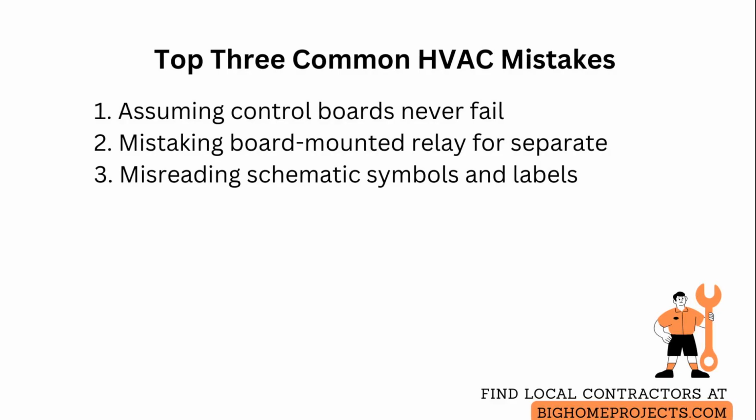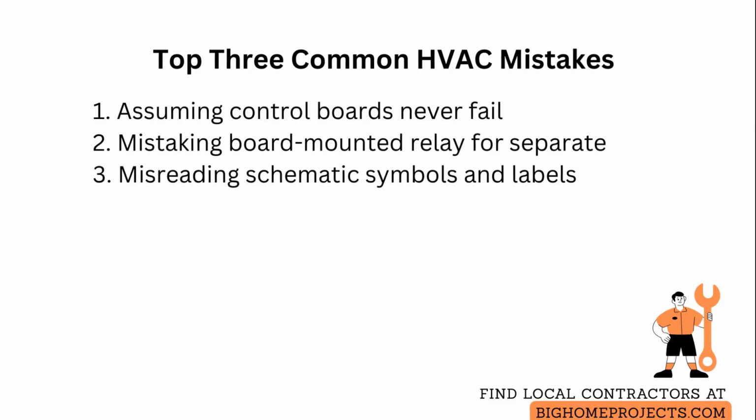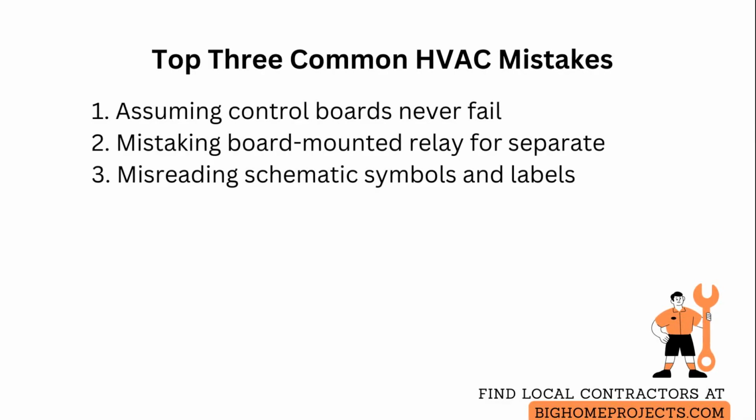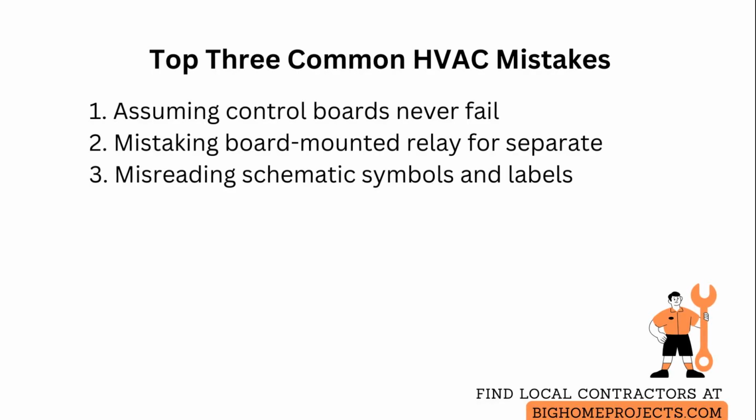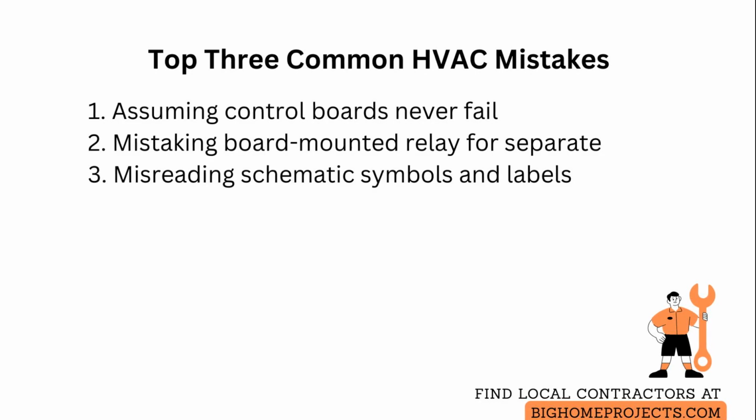Common mistakes are assuming that a control board cannot fail because it is electronic, mistaking a relay block mounted on the control board as a separate relay, and misreading schematics that use unfamiliar symbols. Thinking electronics are infallible leads you to chase wiring or motor faults when the board has burnt traces or failed components. Inspect the board for scorching and measure outputs under load to confirm.